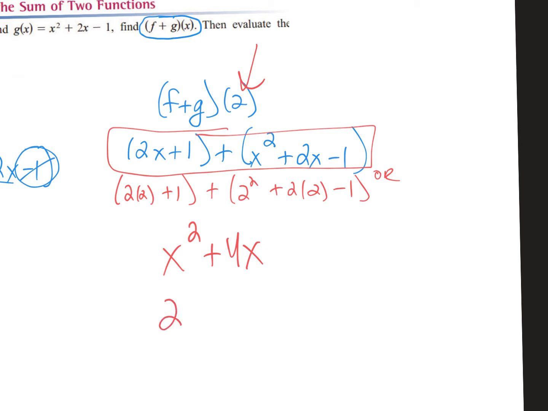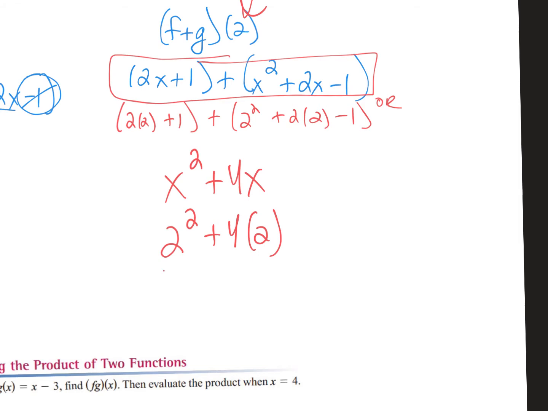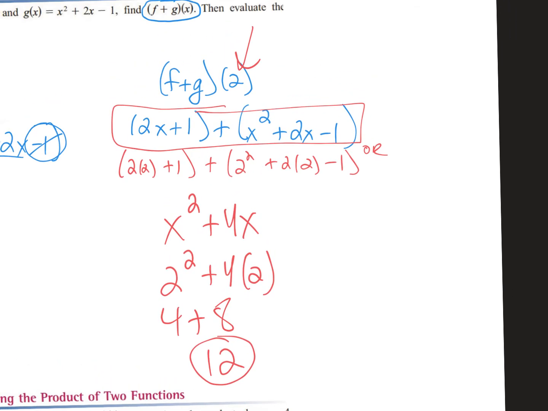So when you do that, you have 2 squared plus 4 times 2. What's 2 squared? 4, plus 8 is 12. Now if you went ahead with this and didn't combine the function first, you would have gotten the same answer. But again, it's a little messier because you have 4, plus 1 is 5. And then 2 squared is 4, plus 4 is 8, minus 1 is 7. 5 plus 7 is 12.